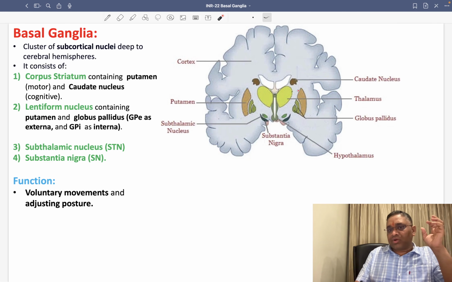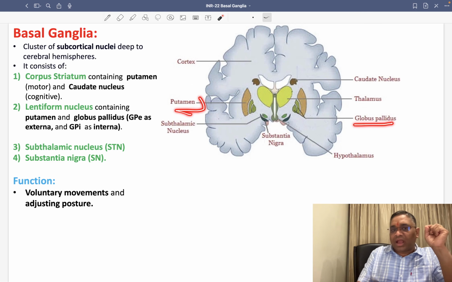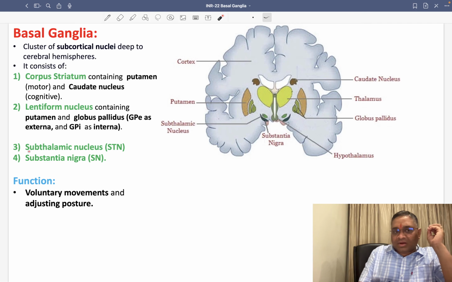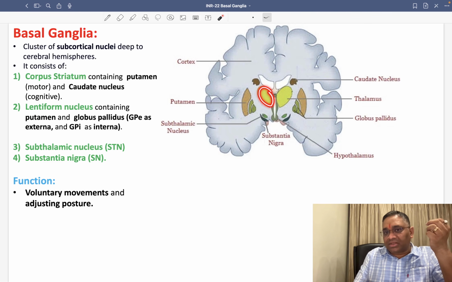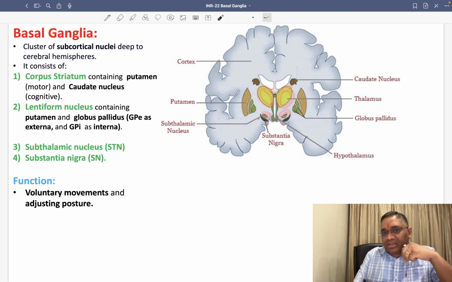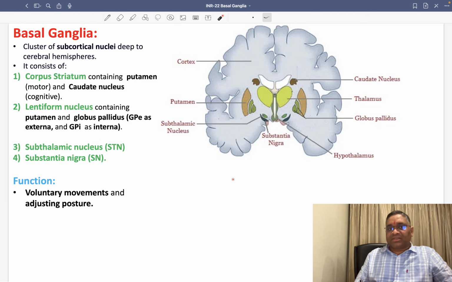So this is lentiform because of lens like. Who is like a lens? Globus pallidus and putamen, right? The third one is below the thalamus, that is why subthalamic. You can see this is the thalamus, and below the thalamus the nucleus we are seeing is the subthalamic nuclei, and below the subthalamic nuclei there is the substantia nigra, right? So these are the structures of the basal ganglia which are deep in the cerebral hemisphere. We can see that these are subcortical nuclei.